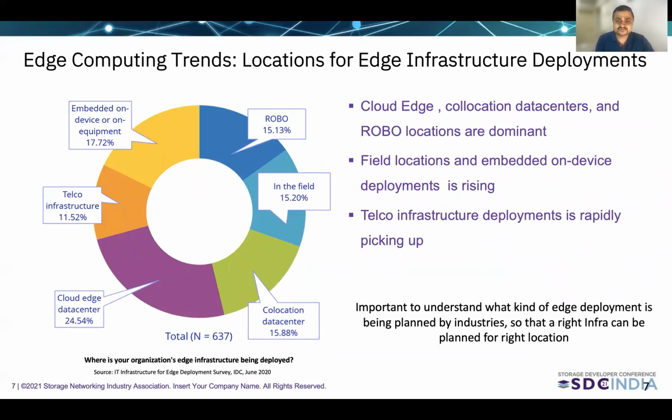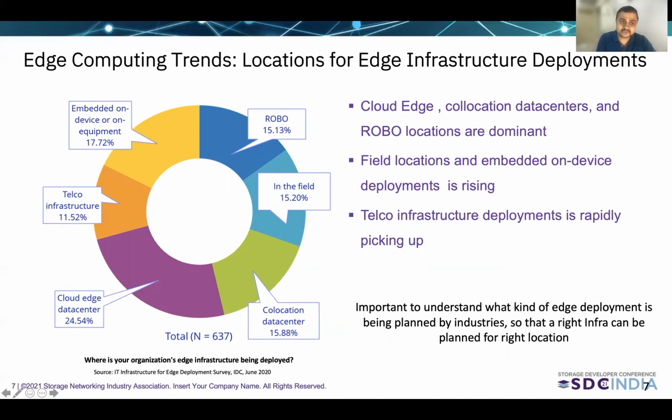And this is the last trend, which is very important to understand. What is this trend? I took a snapshot from one of the IDC reports, which shows where organizations are deploying edge infrastructure. So if you see, almost 25% of deployments are at the cloud edge data center, 15.88% are in the co-location data centers, and ROBO, which is the remote back office, almost 15%.